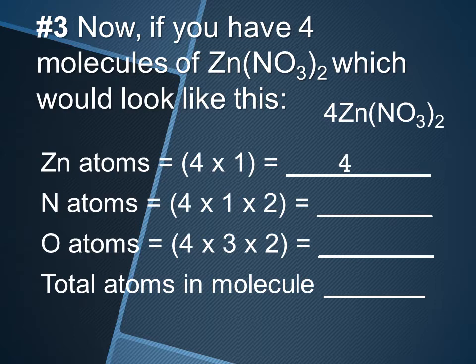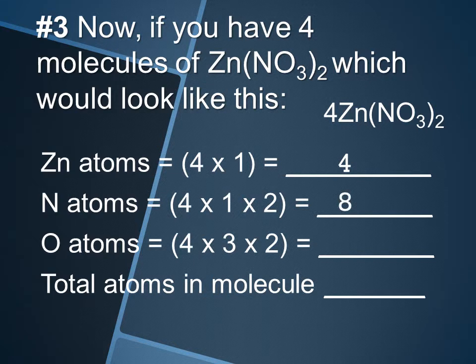For the nitrogen, we have 1 inside here. It's imaginary, right? And we multiply that by the little 2 outside. And we multiply that by this 4 out here. So 4 times 1 times 2. So that's 8 nitrogen atoms.